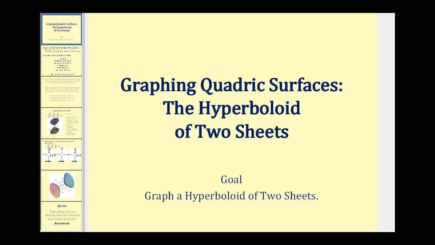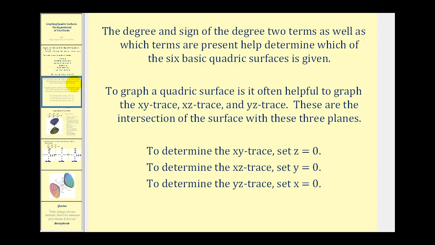Welcome to a video on the hyperboloid of two sheets. As we've seen from the previous videos, the degree and sign of the degree 2 terms, as well as which terms are present, help us determine which of the 6 basic quadric surfaces is given by an equation.